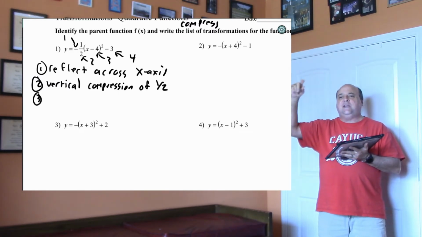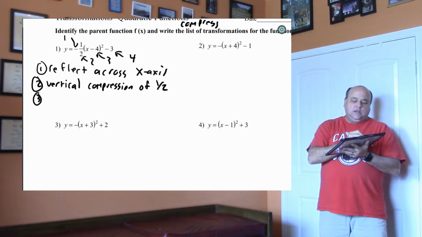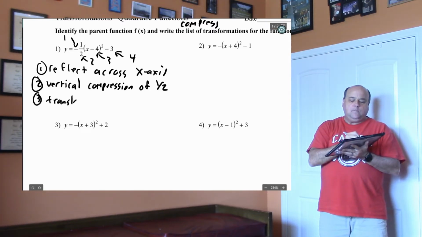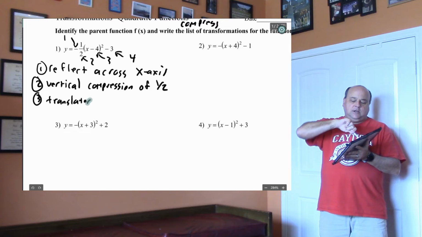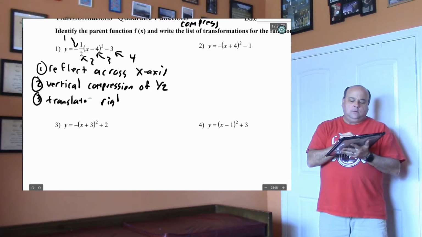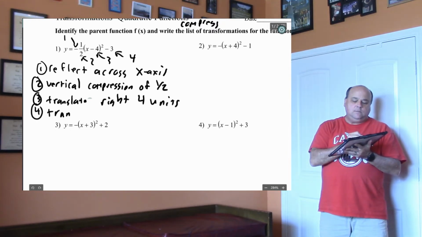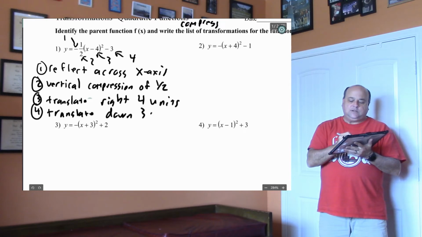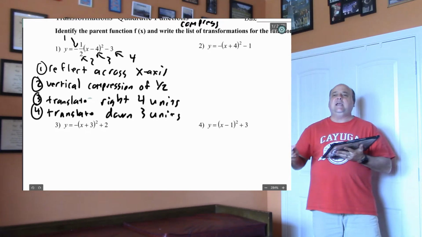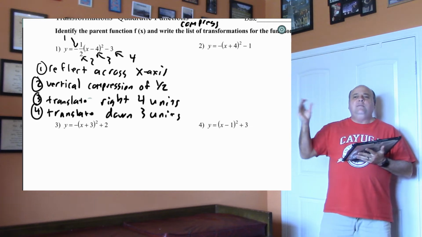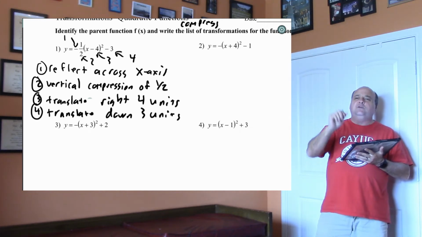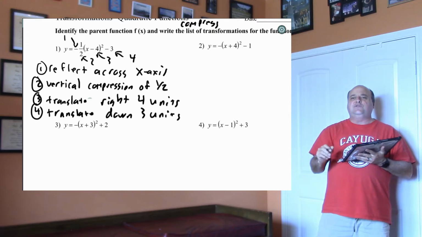Then step 3, the -4. The opposite of left 4 is right 4. Remember, you have to do the opposite. That -4 is actually positive 4, so that's translate right 4 units. And then step 4 is the -3, that's translate down 3 units. Piece of cake. You're not going to do all of these on every problem. I'm only going to do a couple more of these. You're just writing down the transformations.